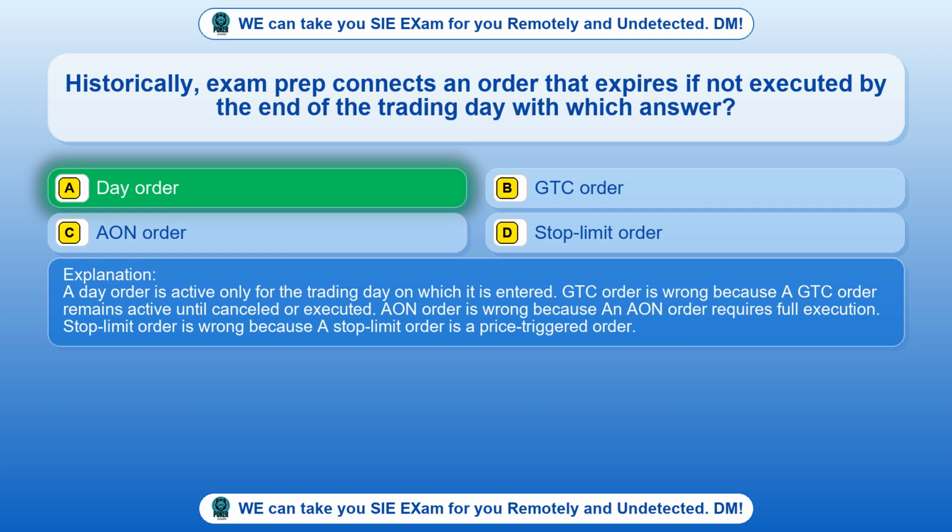GTC order is wrong because a GTC order remains active until cancelled or executed. AON order is wrong because an AON order requires full execution. Stop limit order is wrong because a stop limit order is a price-triggered order.